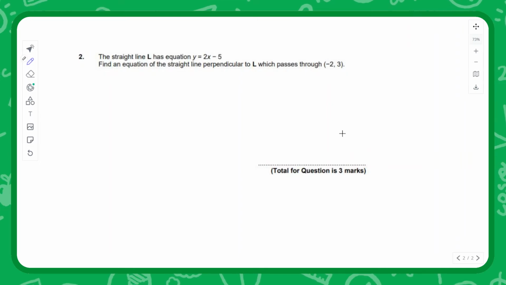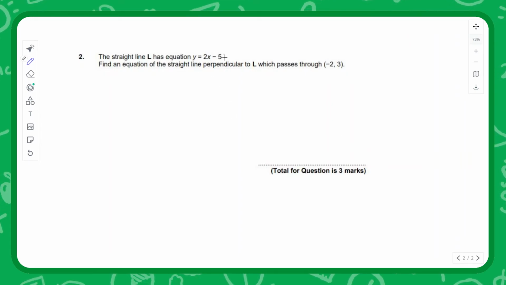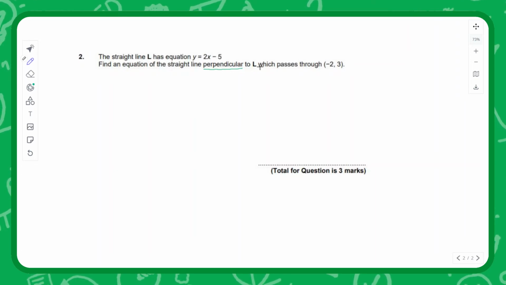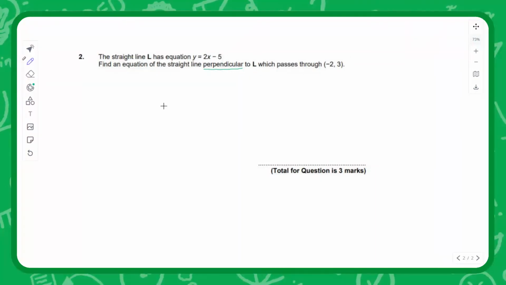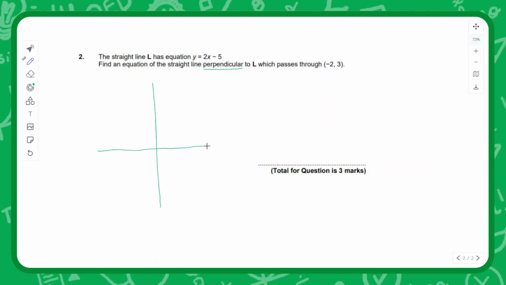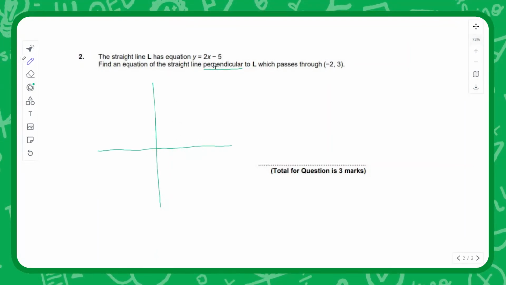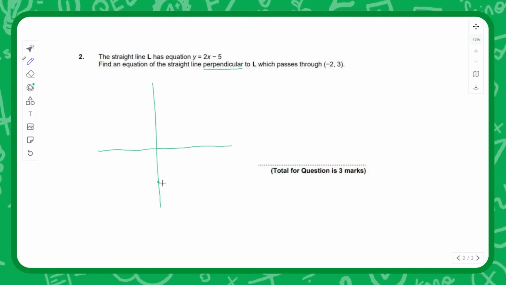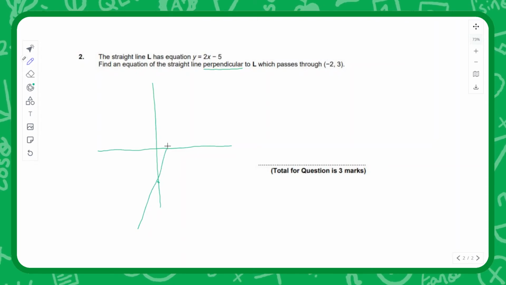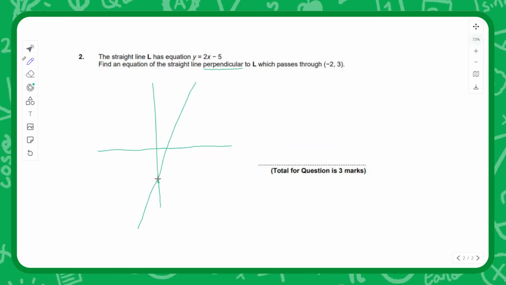So the straight line L has equation y equals 2x minus 5. Find an equation for the straight line perpendicular to L, which passes through minus 2, 3. So in this case, I'm just going to draw out what's going on. So I think it's easier if we can visualize it. And 2x minus 5, well, I'm going to intercept at minus 5, and I'm going to have a gradient of 2. So it's going to look something like that. That should really intercept there.